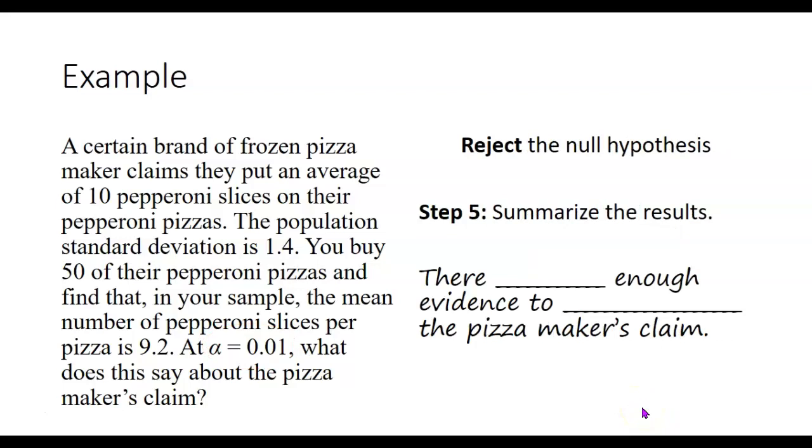Okay, on to step 5, where we say, what does that actually mean in this situation? We rejected the null hypothesis. The claim that we were testing was the null hypothesis, that mu equals 10. So when you reject the null hypothesis, there is enough evidence, and since the null hypothesis was the claim, that's what we just rejected. We rejected the claim. So there is enough evidence to reject the pizza maker's claim.